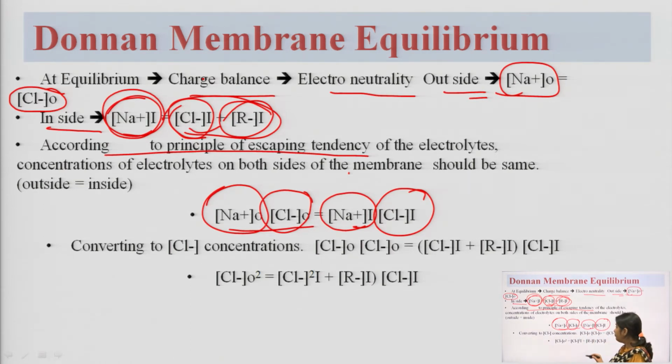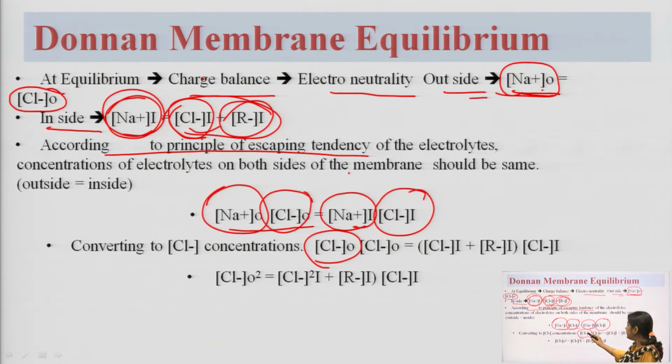Now, what we will do here, in place of Na plus, we can write Cl minus C0. Why we can write this? Because we are doing it at equilibrium. So, here as we know that concentration of sodium ion outside is equal to the concentration of chloride ion outside. So, in place of Na plus, we can write this one.